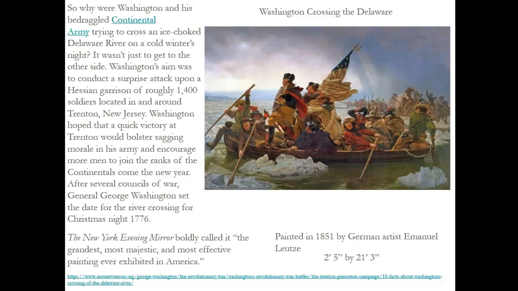So this is not an accurate portrayal of Washington crossing the Delaware. However, it is accurate for nationalism. So this is what Americans are thinking. It's, go America. And we have so much of that even now, especially in crisis situations.